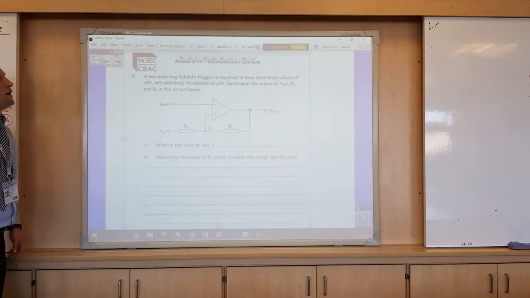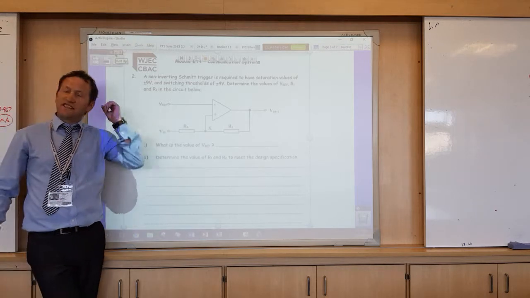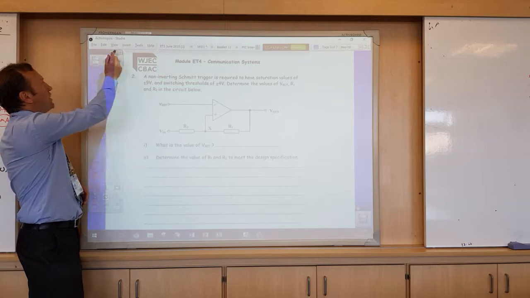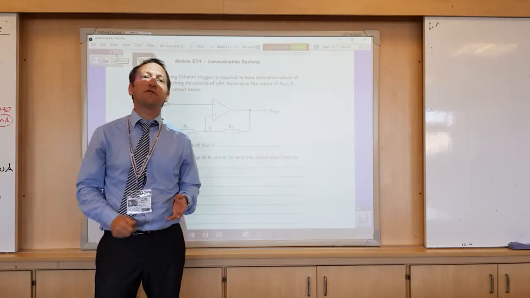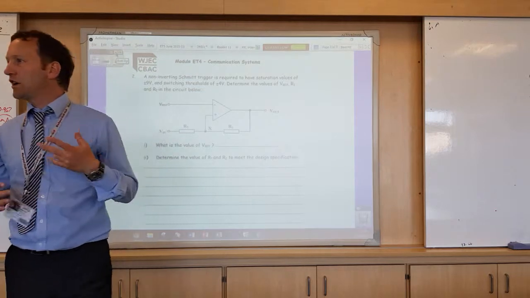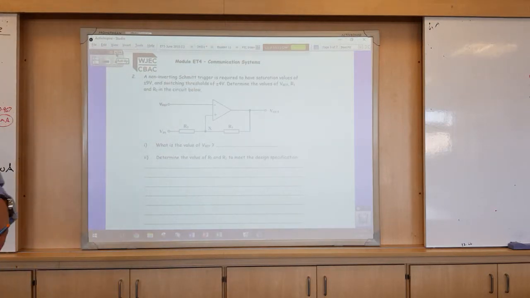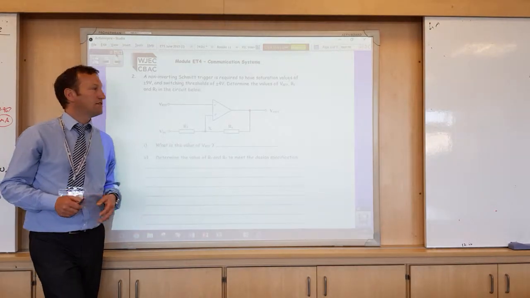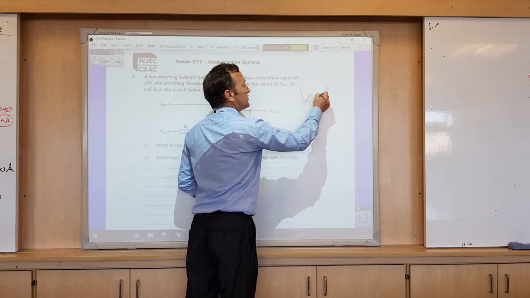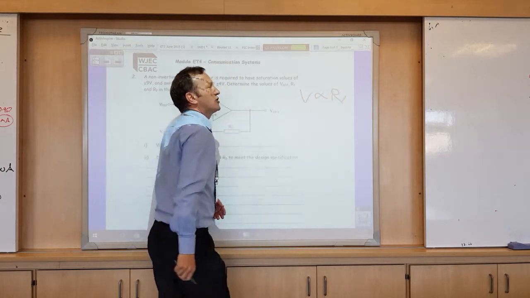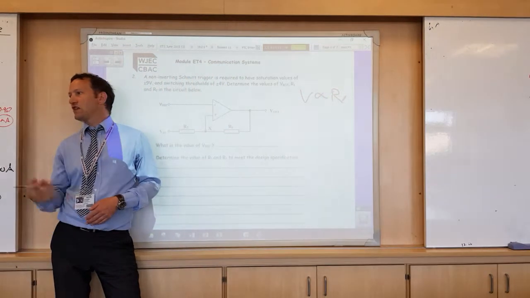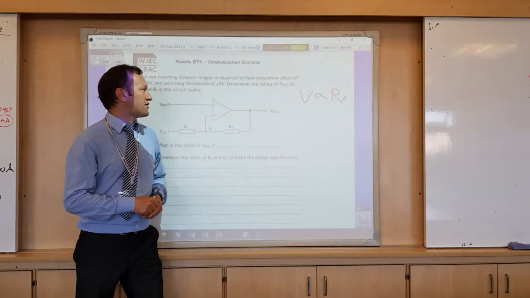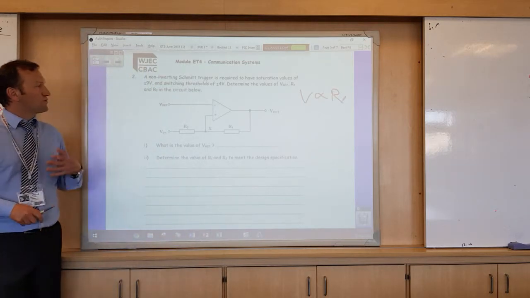Okay, looking at designing Schmitt triggers, it's surprisingly straightforward. If you look at the notes on the regeneration, you don't have to make a meal out of it. You need to show your working, but it isn't as hard as it looks. If you remember that voltage across a resistor is proportional to the resistance, and you've got the same current going through two things, then the ratio of voltages will equal the ratio of resistances. Okay?